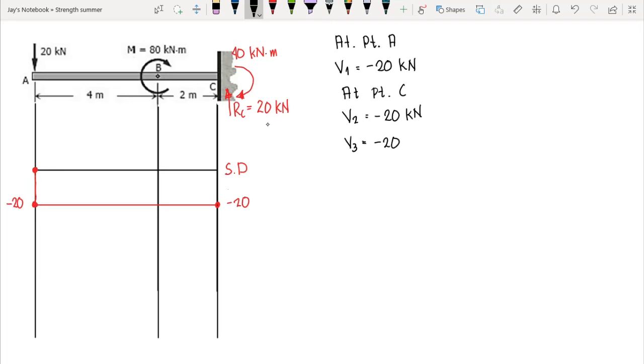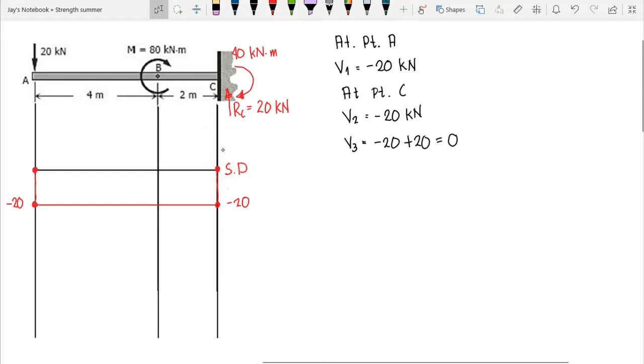Let's start at negative 20. Then we have a reaction that is plus 20, that's positive. So therefore that is equal to 0. So therefore we end at 0 at point C. Okay, so our shear diagram here ends at 0.